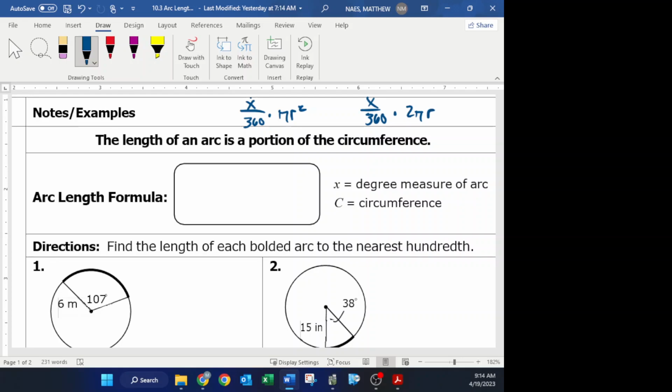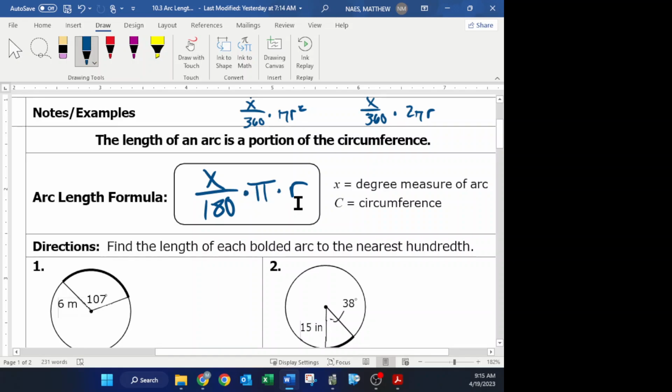Now, what I like to do with this is to simplify it, because the 2 and the 360 will reduce. So that gives you x over 180 times pi times r. Let me write pi a little better. So we just simplified it down to make it a little bit easier. Okay. So that is our formula that we're going to deal with for pretty much everything today.